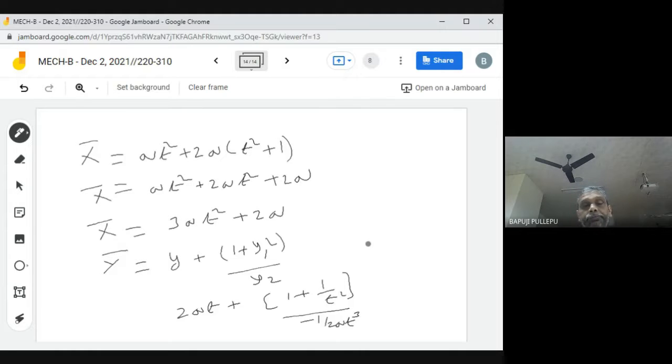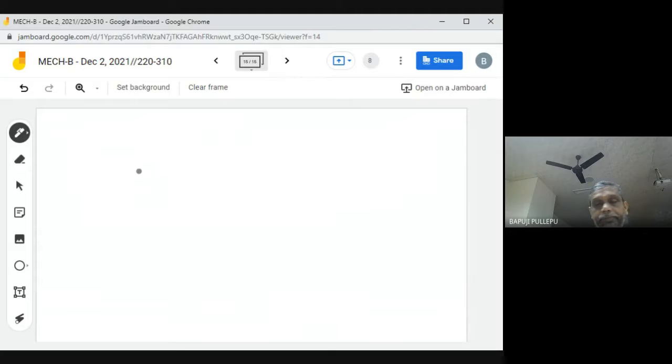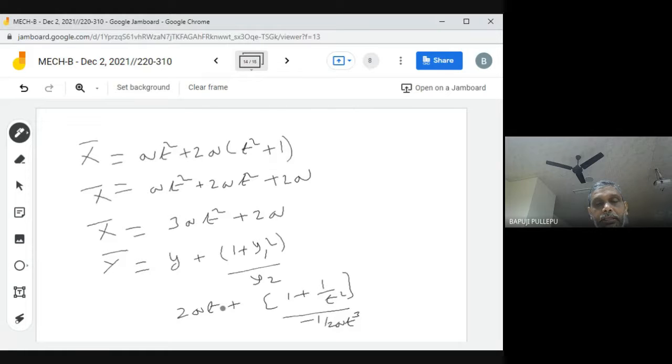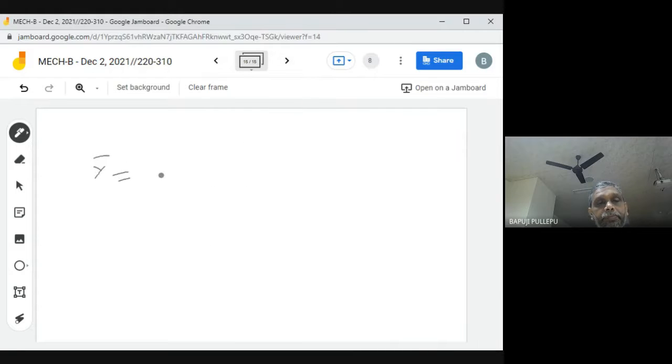So minus will come in between. Y bar is equal to 2at minus 2a t cube into t square plus 1 by t square. Agree? Any problem? This I have taken as numerator actually. This is my calculation I have taken. Any problem, sir?